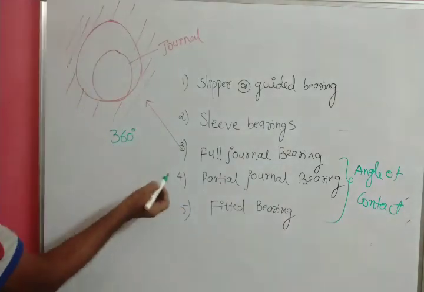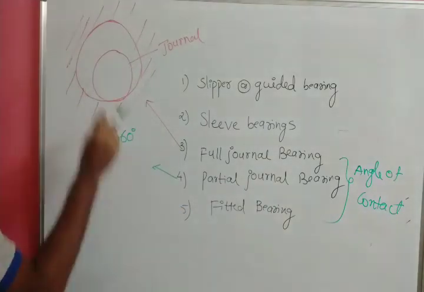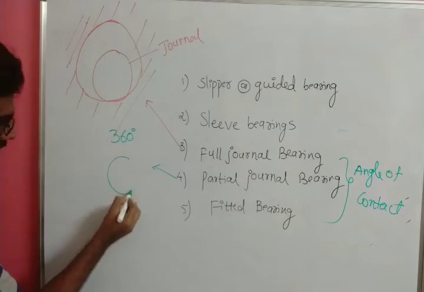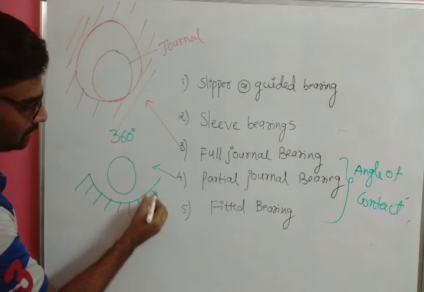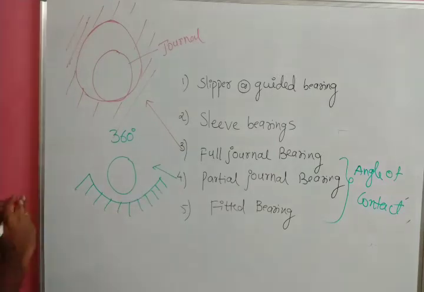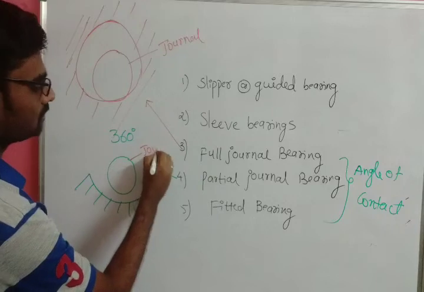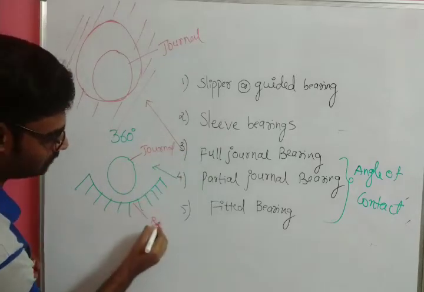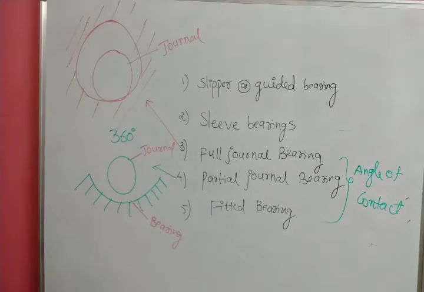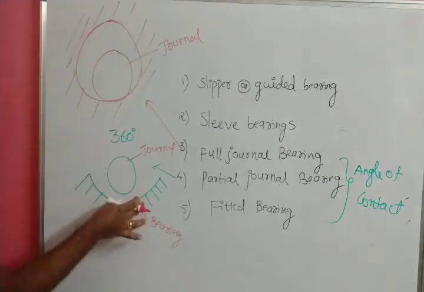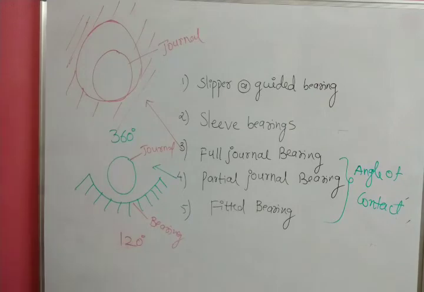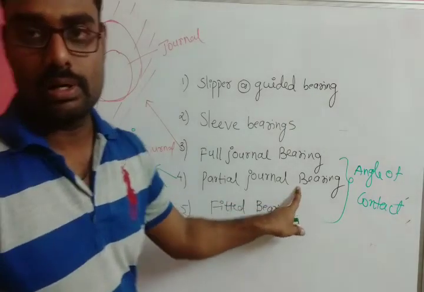Similarly, this is the diagram of the journal, and this one is the bearing. Partial journal bearing means the angle of contact between the journal and bearing is 120 degrees, so that is known as partial journal bearing.